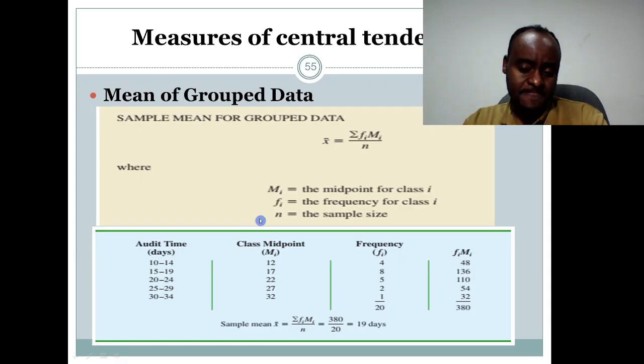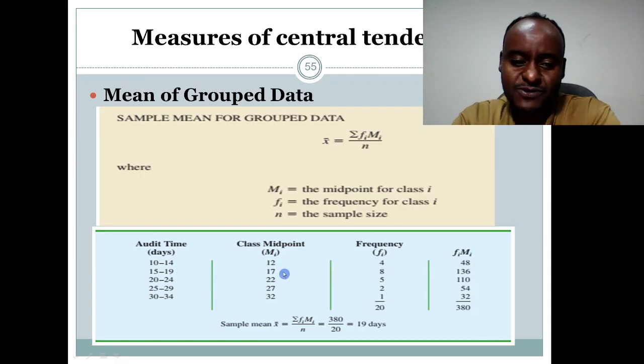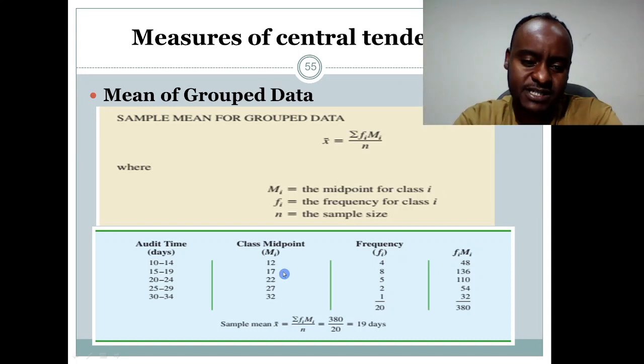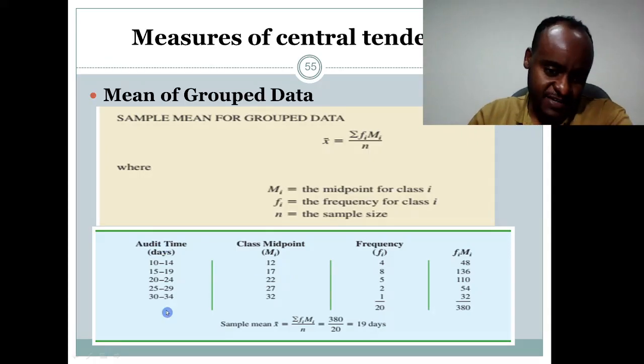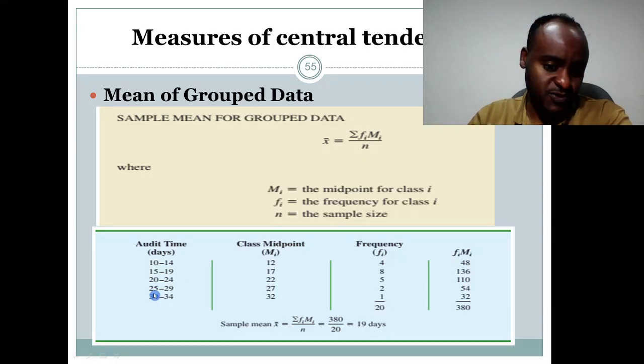For example, for this data, remember the audit time data set. It is the number of days that it takes for an institution to complete a year-end audit. So we have these ranges or classes from 10 days to 14 days, from 15 days to 19 days, from 20 days to 24 days, from 25 days to 29 days. And we have these ranges, these classes or these intervals.